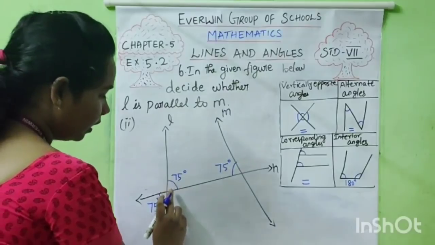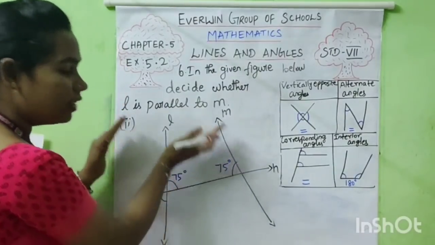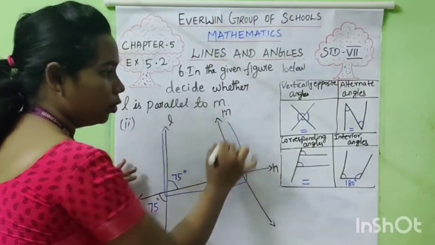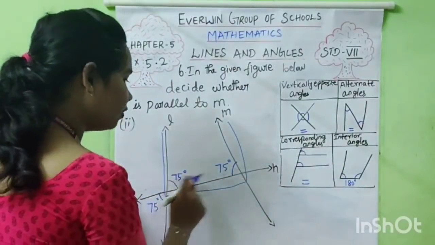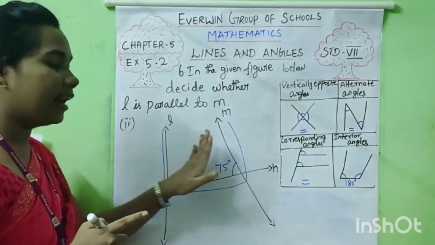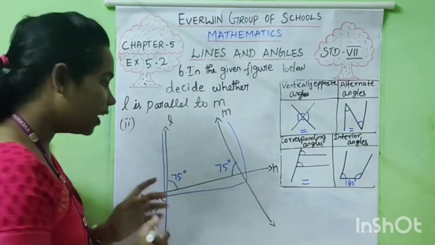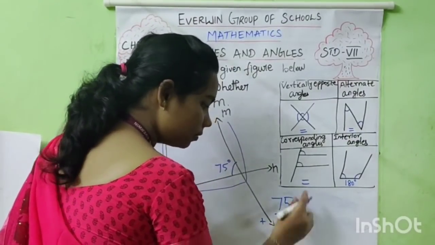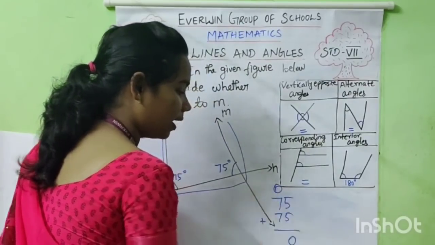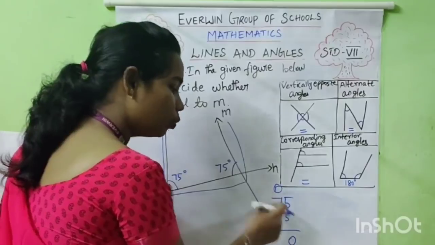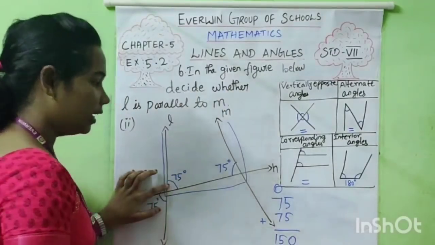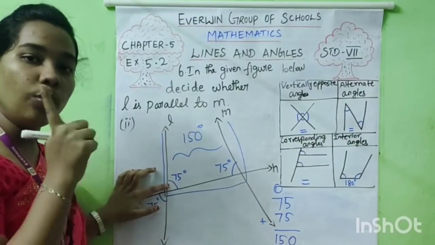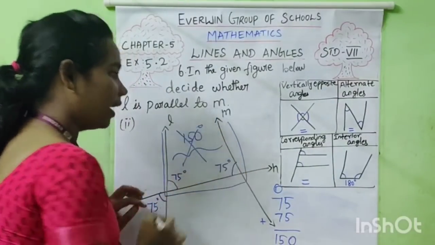Now look at here, 75, 75. Inside of the transversal we have two angles, that is U, means interior angles. So if the sum of these two angles is 180 degree, then L is parallel to M. If not, they are not parallel. Shall we check? So 75 degree plus 75 degree. 5 plus 5 is 10, 0, 1 is remaining. 7 plus 7 is 14 plus 1, so 15, 150 degree. So the sum of two angles is 150 degree. But it should be 180 degree. So L is not parallel to M.